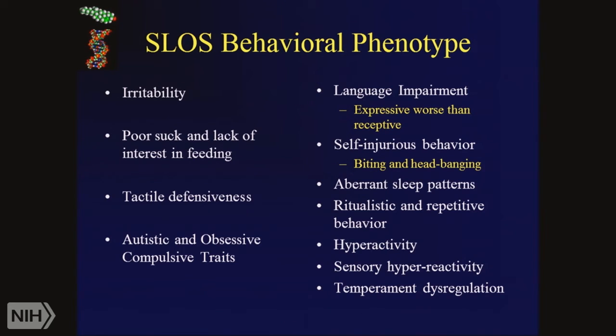Older children have autistic and obsessive compulsive traits. They show language impairment, self-injurious behavior, abnormal sleep patterns, hyperactivity, and then sensory hyperreactivity. Try clipping their nails and they go through the roof. Combing their hair, they could go through the roof. So it's a very interesting behavioral phenotype. A lot of it related to food intake. One child would eat apples. That's what she would eat. Had to be in a specific bowl, had to be peeled, and had to be gala apples. That's how specific it was.